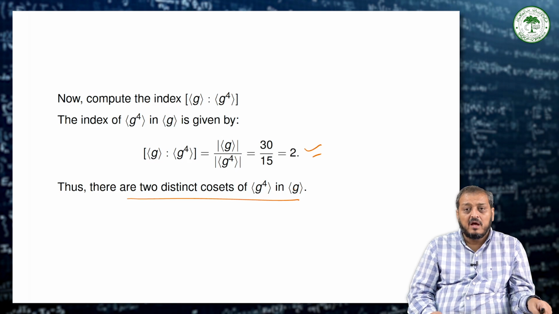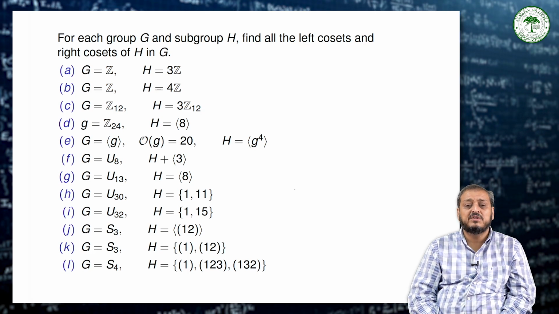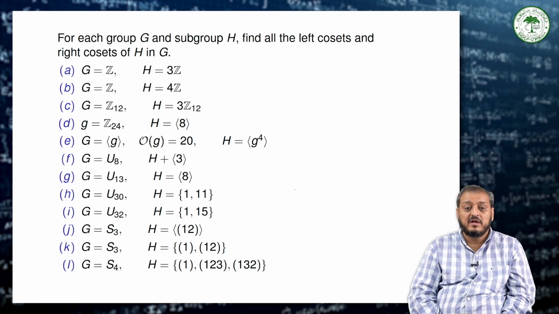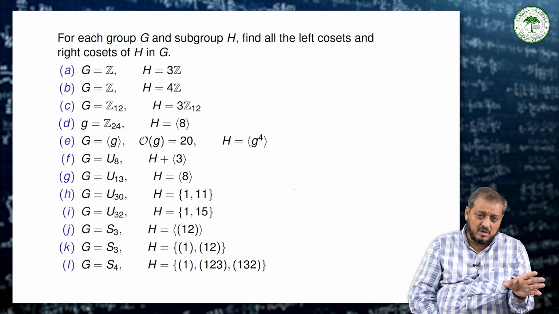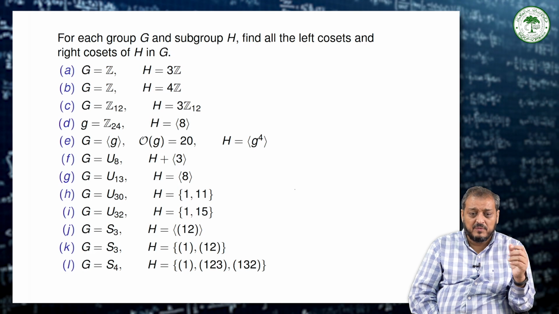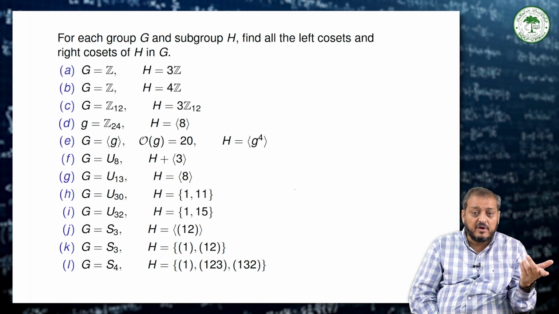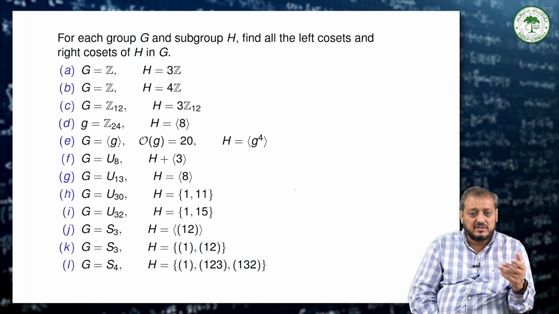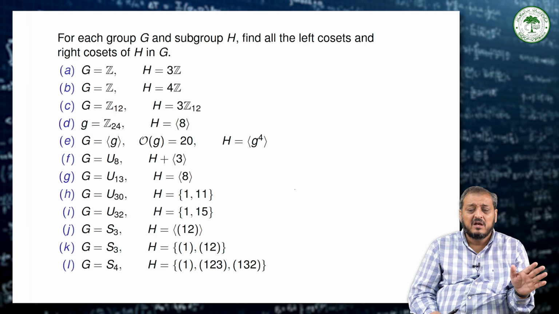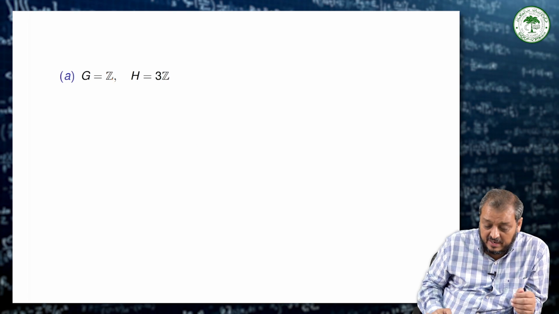Now I will close this section with this problem. For each group G and subgroup H, find all the left cosets and right cosets of H in G, where G is equal to Z and H is equal to 3Z, and there are a few of them. I'm not going to try to solve all of them, I'm just interested in A. We try the first one, A. Okay, so G is equal to Z and H is equal to 3Z. Under addition, this is a group.